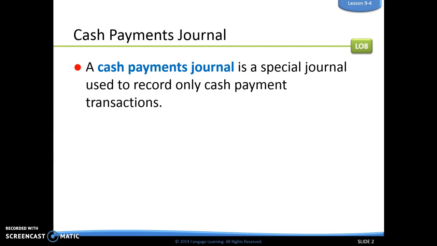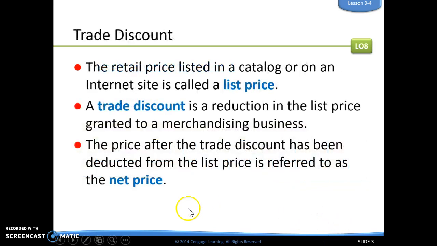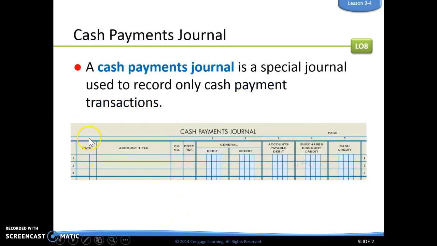So anytime that we use cash to pay for something, it's going to go into our cash payments journal. Here's what our cash payments journal is going to look like. So we have our date, we have our account title. Notice here for our document number, it does say check number. So that's going to be a hint for us. Anytime that we have a check, that's going to go into our cash payments journal.